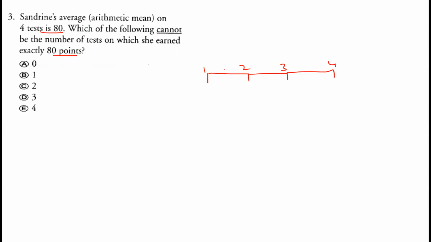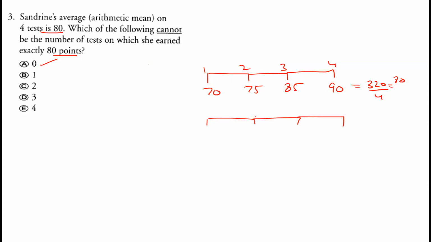Now, there can be a scenario where you haven't earned 80 in any of the exams. For example, you scored 70 in the first exam, 75, 85, and 90. If you add all of them up, you are going to get 320. So again, this indicates that you can score an average of 80 despite the fact that you haven't scored 80 in any of the exams. So this can hold true.